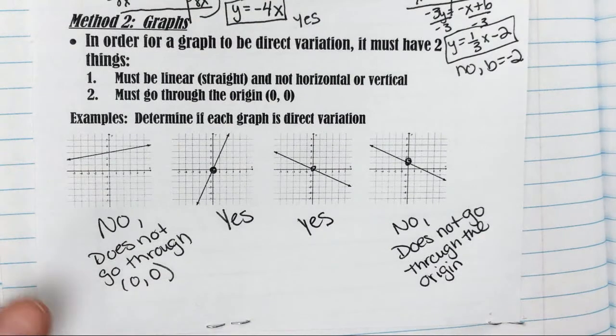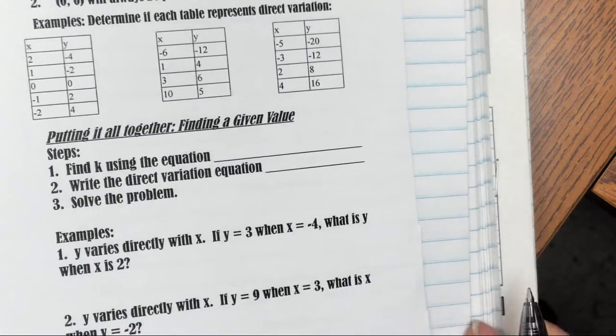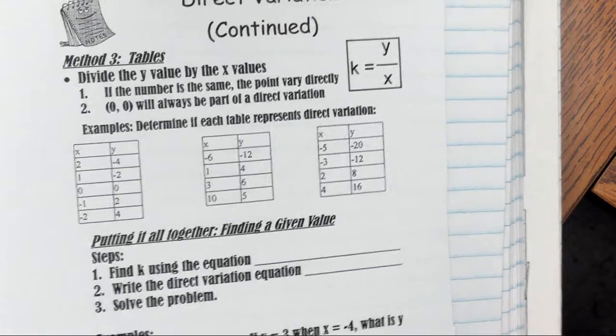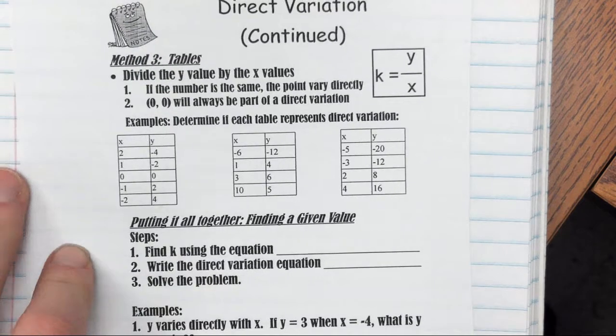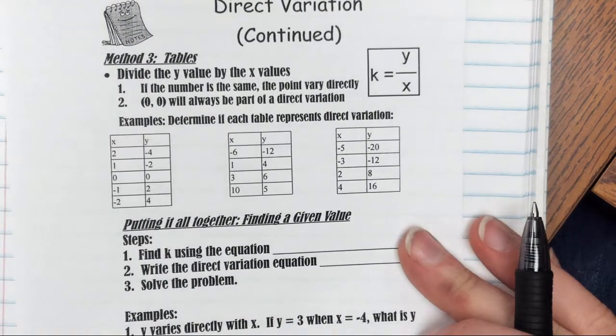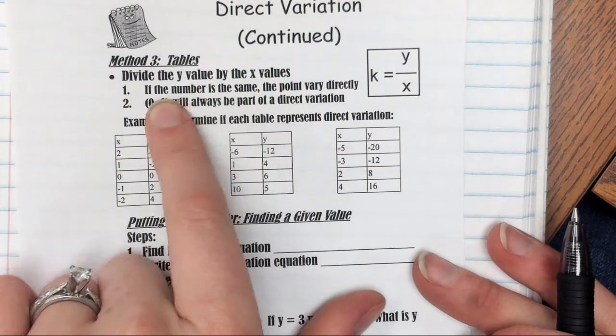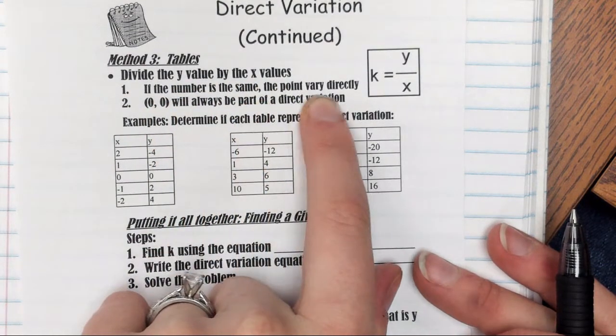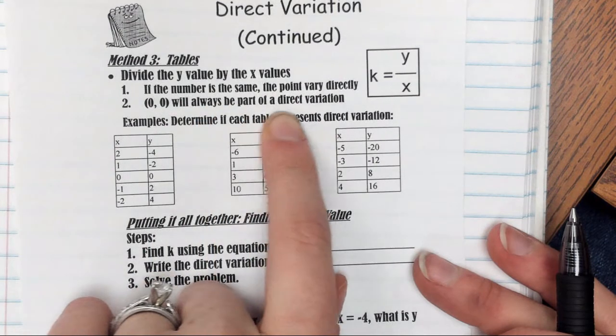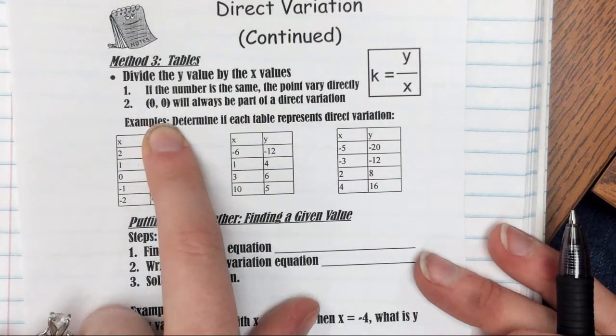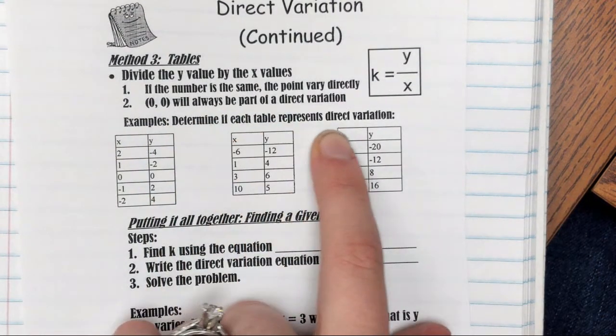Page 2, direct variation. Method 3. You can determine if something is direct variation using a table. In order to do this, we have to divide the y values by the x values. If the number is the same, the points vary directly. 0, 0 will always be part of a direct variation. Examples, determine if each table represents a direct variation.